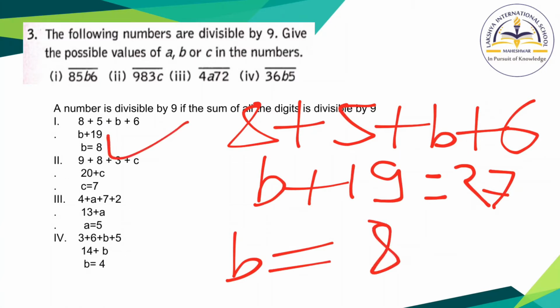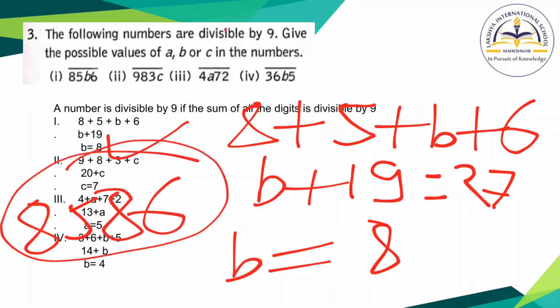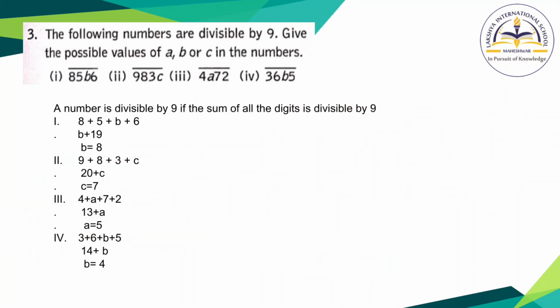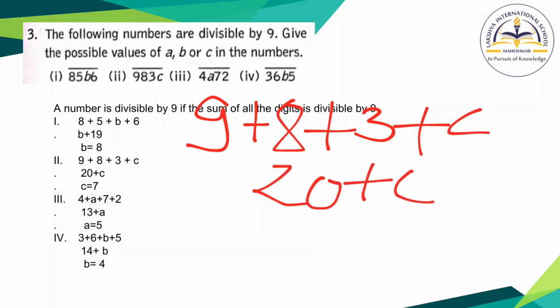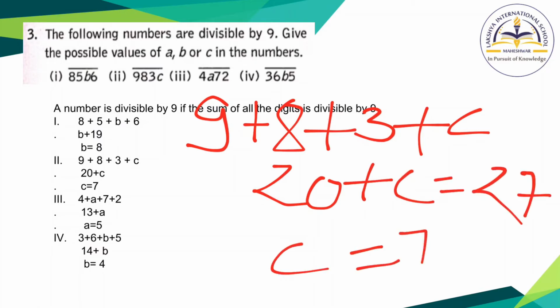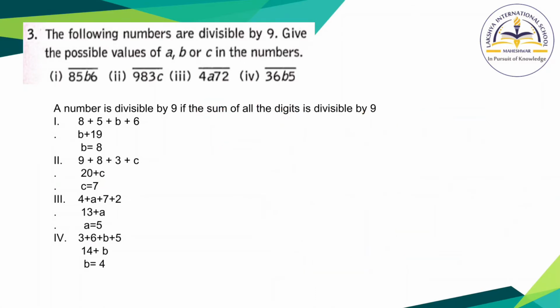You can check, 8586 is also divisible by 9. So like this you have to solve this question. We will see the second question also. 983c: 9 plus 8 plus 3 plus c. Now that is 17 plus 3, that is 20 plus c. Now near 20, again 27. So 27 you have to write. c equals 27 minus 20, 7. 7 is the answer. Very easy questions.